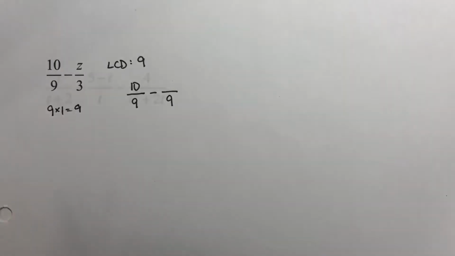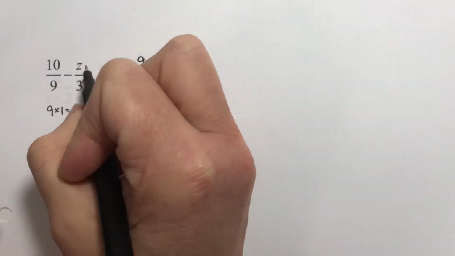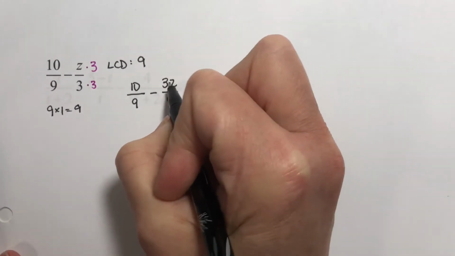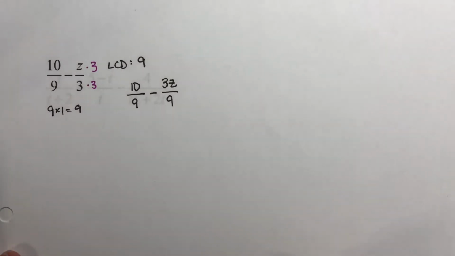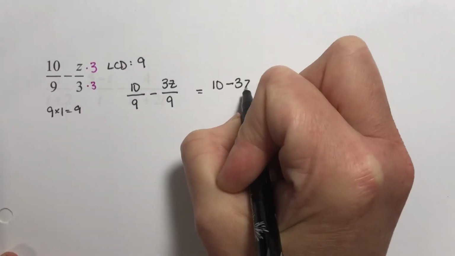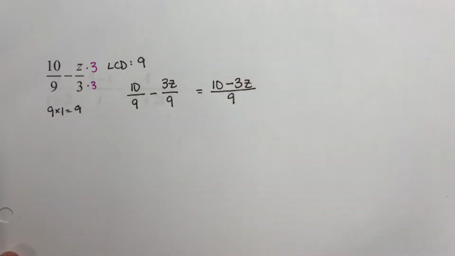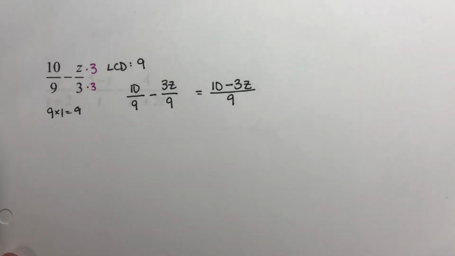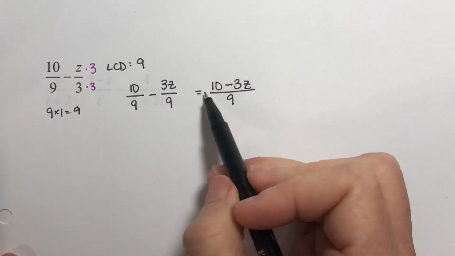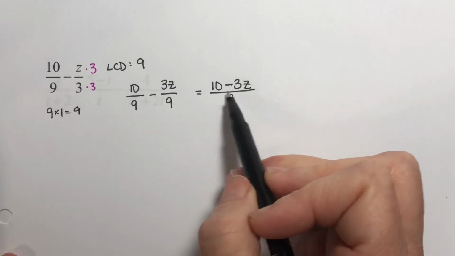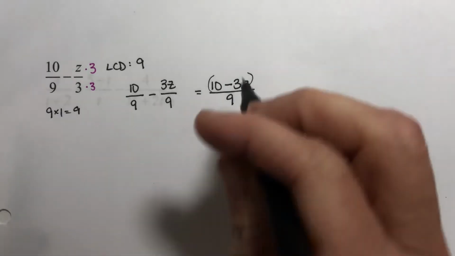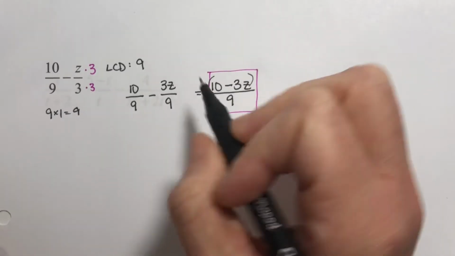To turn the 3 into a 9, I multiply that by a 3. So multiply top and bottom by a 3, and I get 3z. Now I can subtract across the top: 10 minus 3z over 9. I would check to see if this factors. I do not have a GCF, and I don't have a square. Nothing here factors. This would have to cancel out completely as a unit, but it doesn't. So this whole thing is your answer.